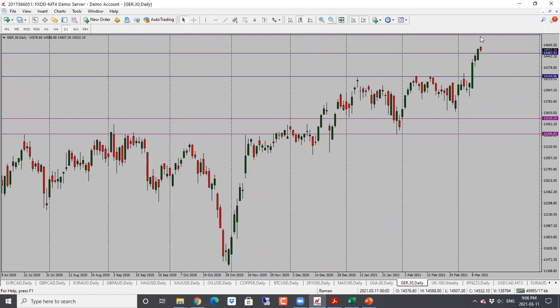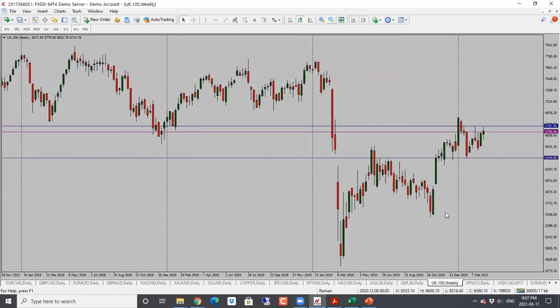DAX here, DAX looking like it may want to pull back a little bit. I would look for a pullback towards 14,450-ish level, and then if it holds, we're looking for another leg higher. So this one is neutral because I'm waiting for a bit of a pullback here before it moves forward. So neutral to bullish bias for DAX.